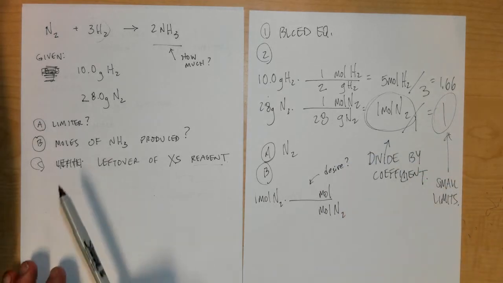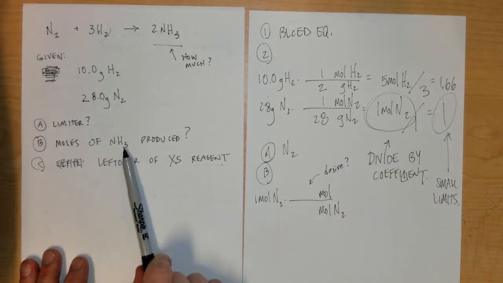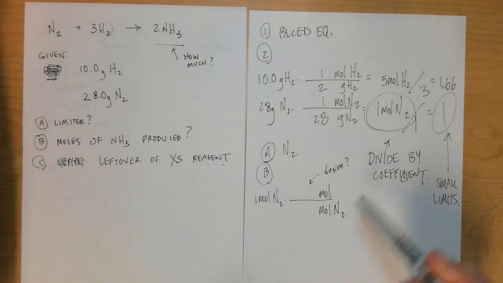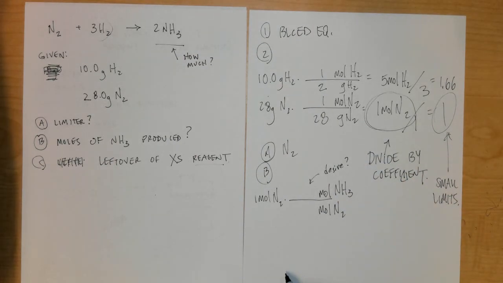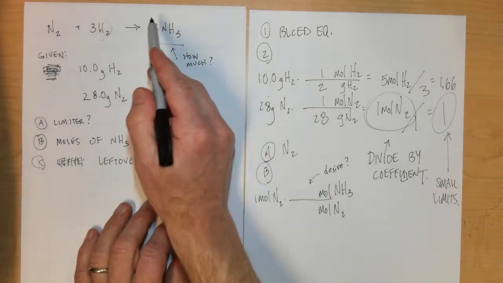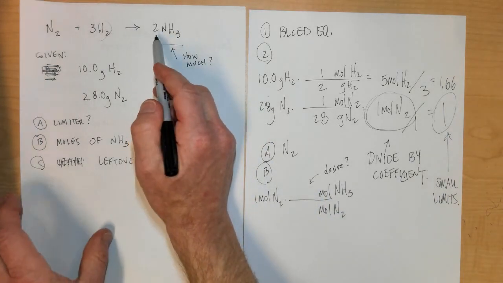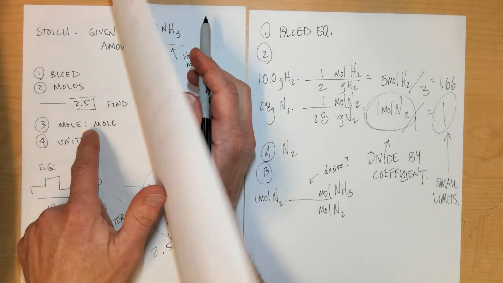What do I desire to know? Go back and reread the question. I want to know moles of NH3. So the thing that I want to know is NH3, so I put that on the top. Now I get the numerical units right here from the balanced chemical equation, because this is step 3 now, mole to mole ratio. That's what that always means.